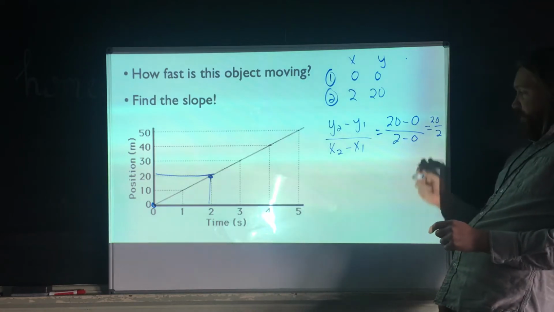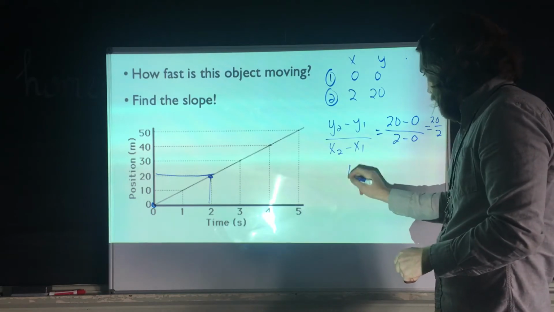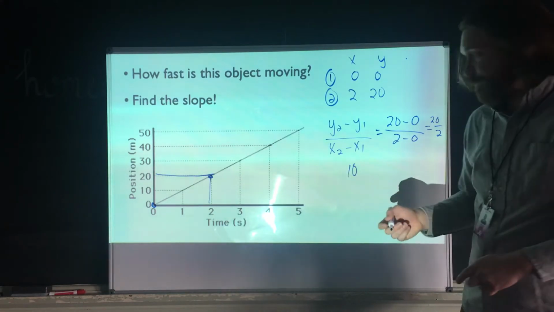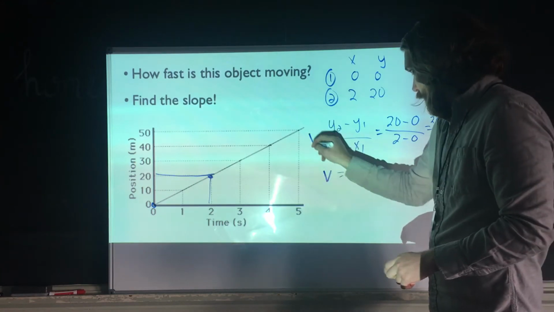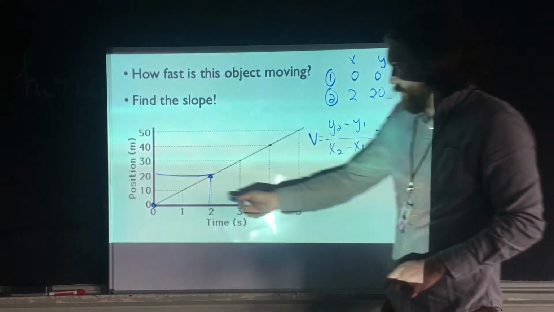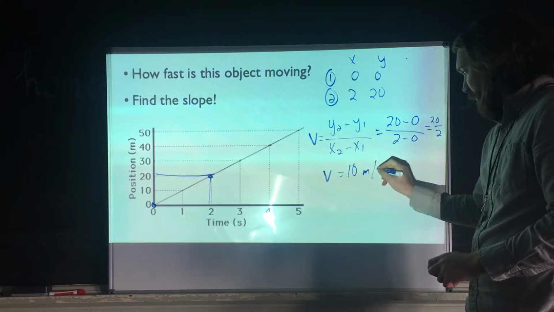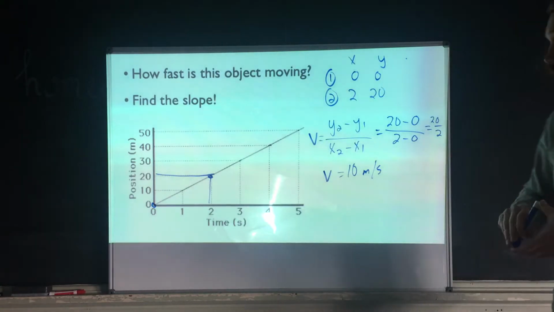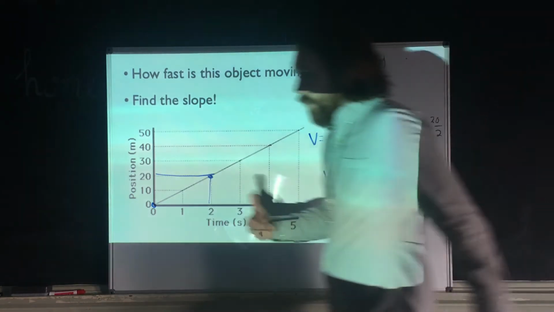I know it's kind of squeezed over there. And if you put that in a calculator, you know that 20 divided by 2 gives me 10, right? This is a velocity. That's what I'm trying to find, which means it's y divided by x, which is meters divided by seconds, okay? So we've done this. You guys can do this. You guys are doing great at this, all right?